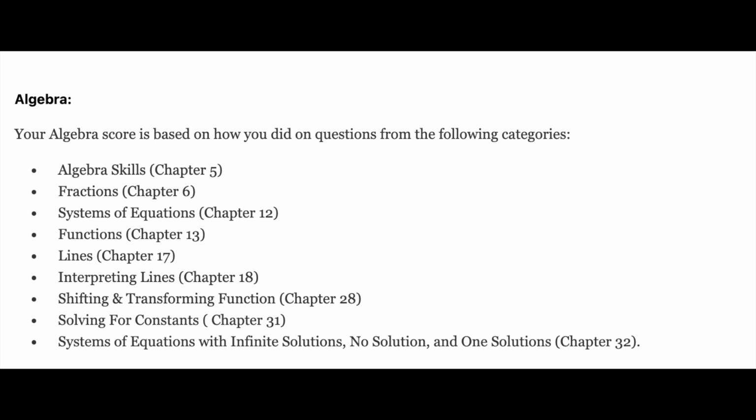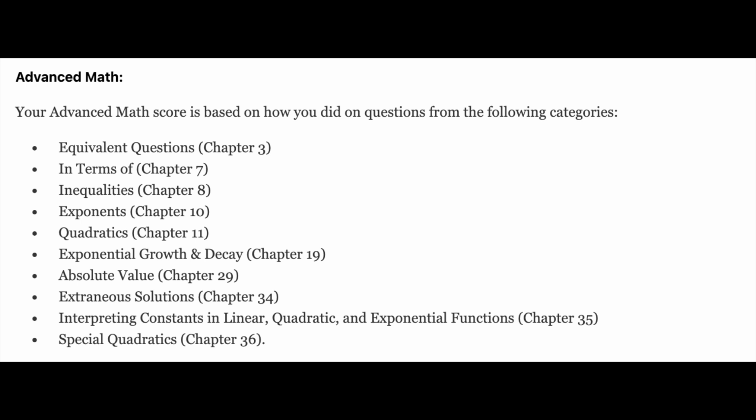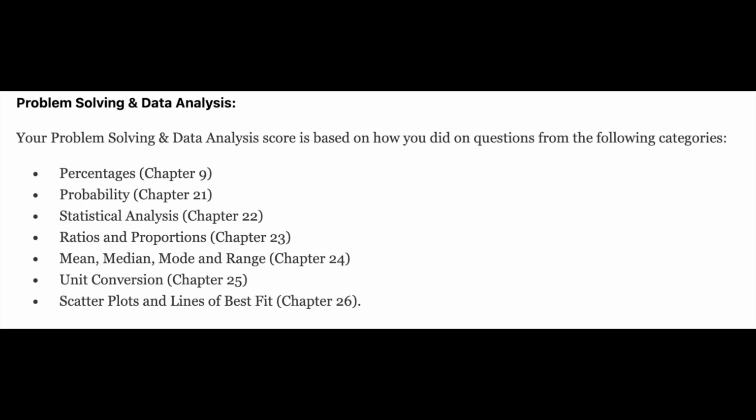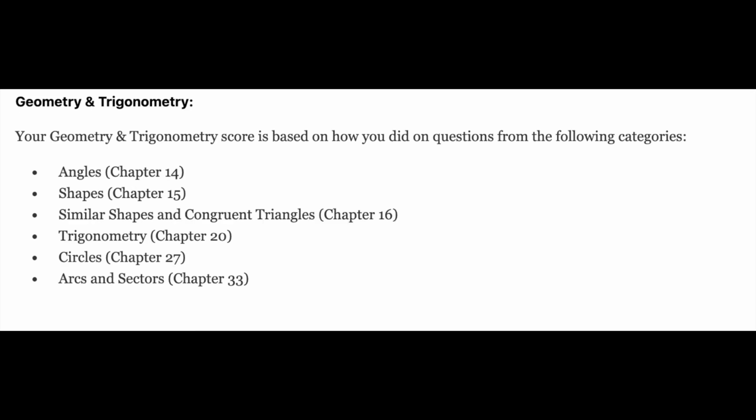So our first scoring category is going to be our algebra skills. And as you can see here, these lump together quite a few different concepts, and the chapter numbers that you see listed there are the chapter numbers that correspond to our math book here. Similarly, advanced math, which often really trips a lot of students up, you can see all the categories that it relates to here. Next up is problem solving and data analysis. And our final one is geometry and trigonometry.